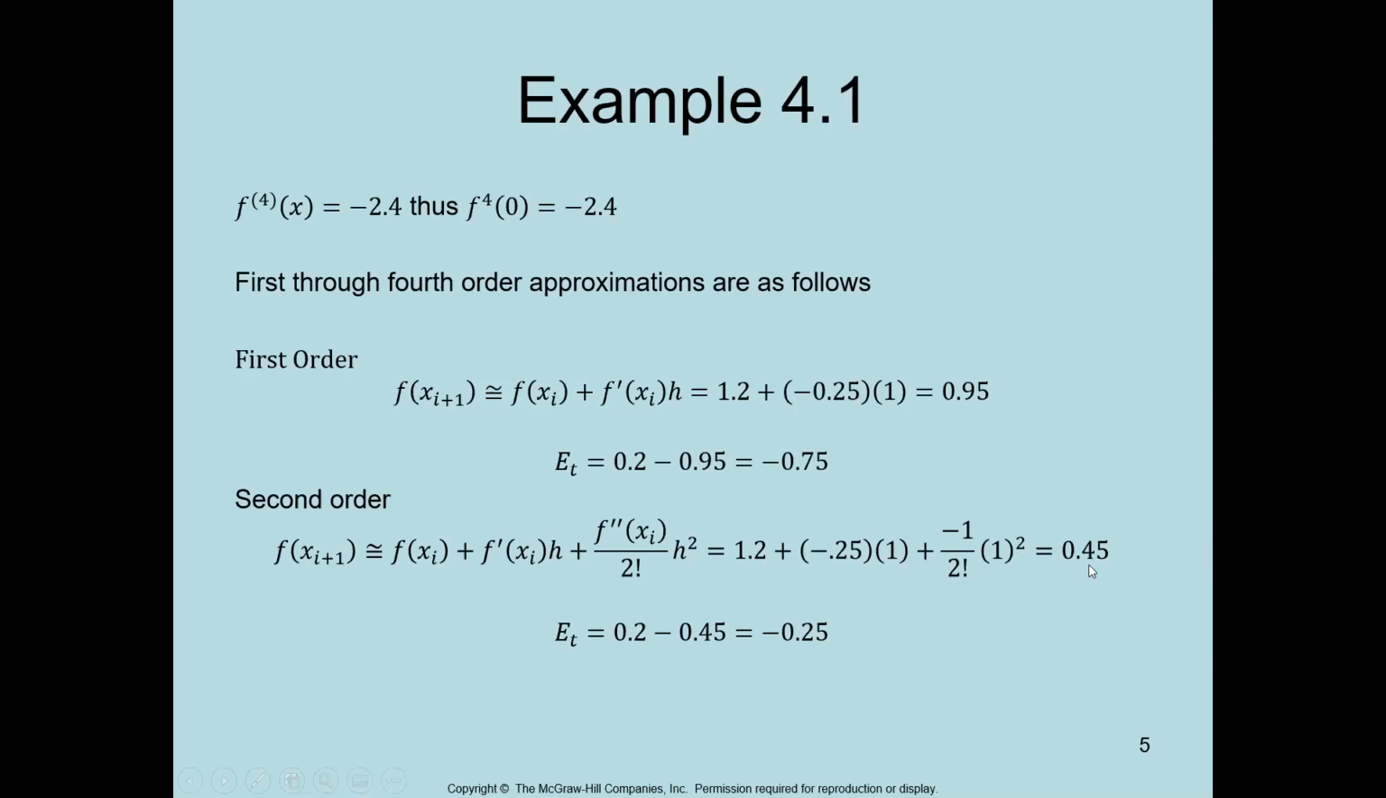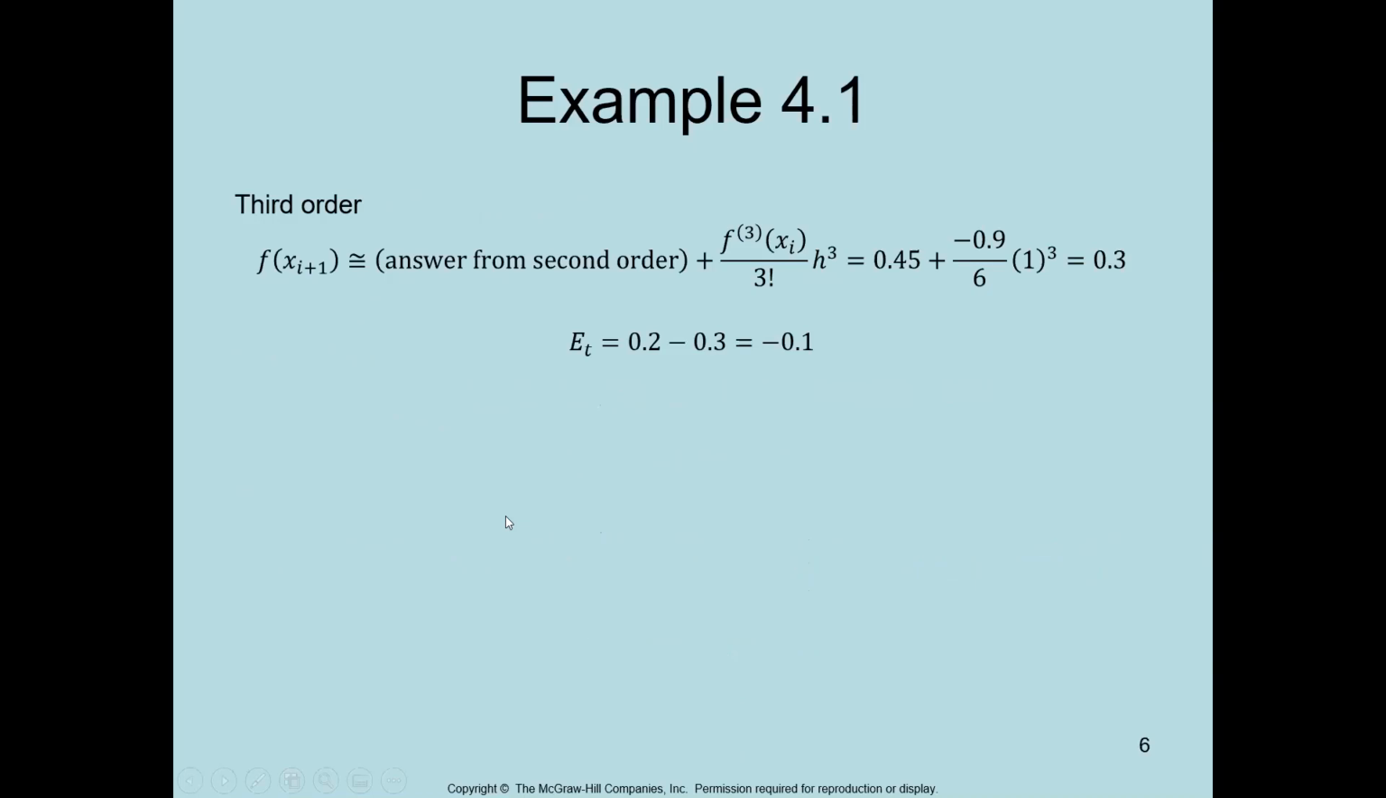So with this, the second order approximation will be 0.45, and then the error will be 0.25. You can see that the error is gradually reducing. So now we have done the 0th, first, and second order approximations.